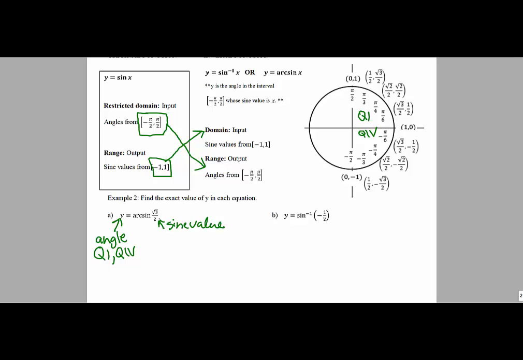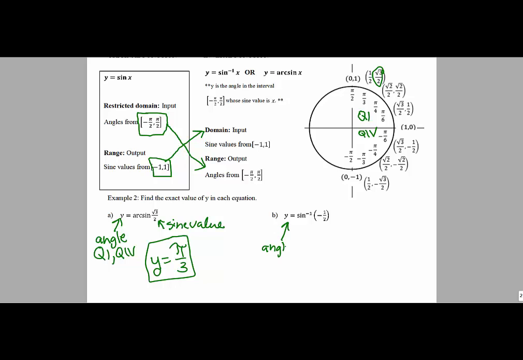And that's a positive value. So when we look at our unit circle, I'm going to choose the point that has a y value of square root of 3 over 2, which would be here. And that's a positive value. And I'm only looking in quadrant 1 or quadrant 4. So the y values are positive in quadrant 1. So that angle would be pi over 3. So we could say that y is equal to pi over 3. So that would come from quadrant 1.